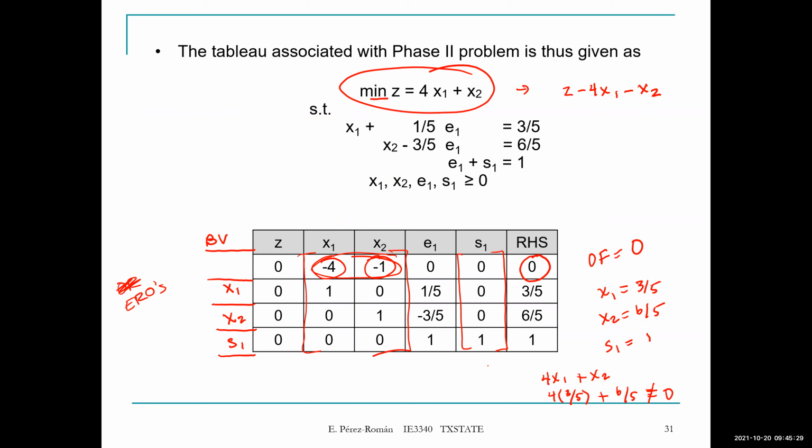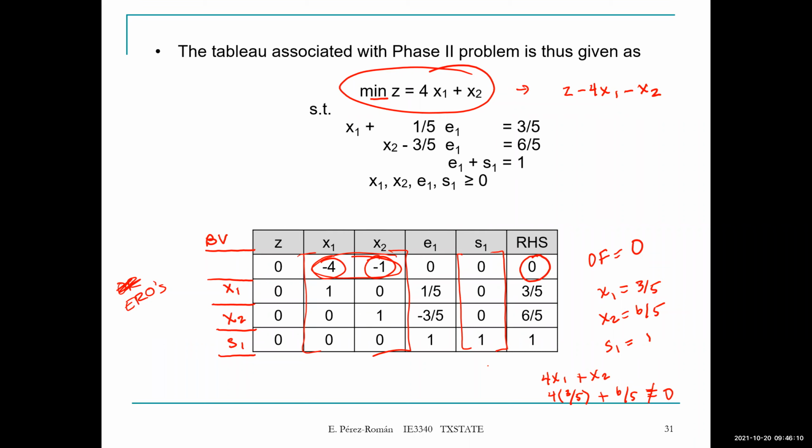When you set up the tableau for phase 2, you will observe the same problem that we had for phase 1. We need to make sure that row 0 is consistent with the solution for the problem. The objective function value is always the value at the top right. In this case, it's equal to 0. But you know that if you substitute x1 equals 3/5 and x2 equals 6/5 into the objective function, that is going to give you a value that is different than 0, which means that this tableau right now is not consistent with the solution of the problem.